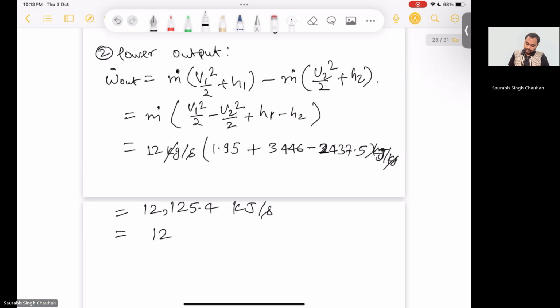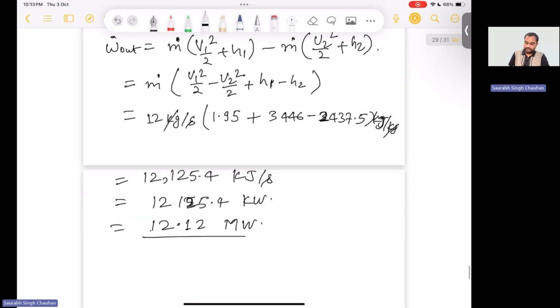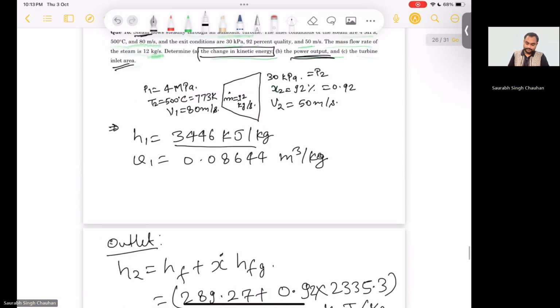It is 12,125.4 kilowatt, or in terms of megawatt, you can write 12.12 megawatt. So this is the power produced. Okay. What else we have to find?